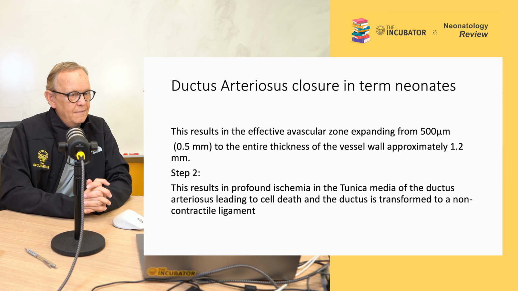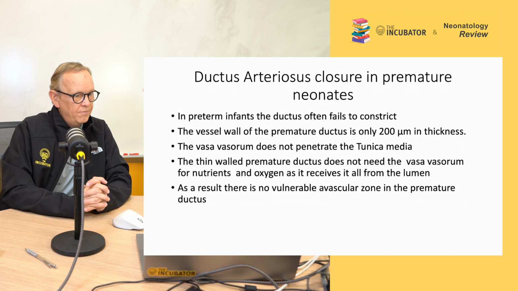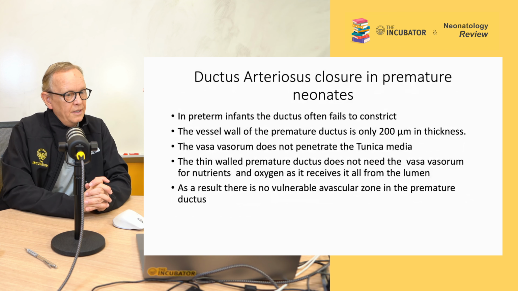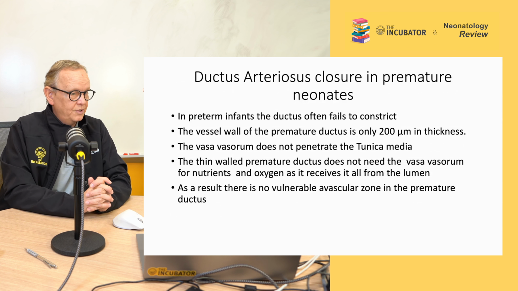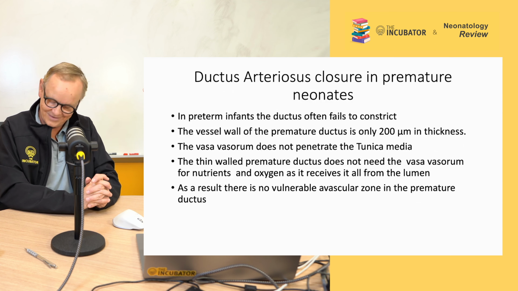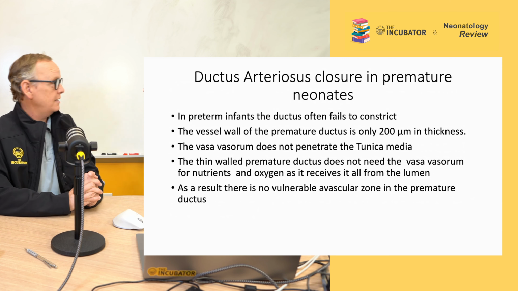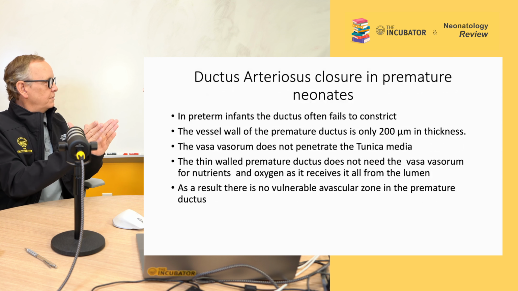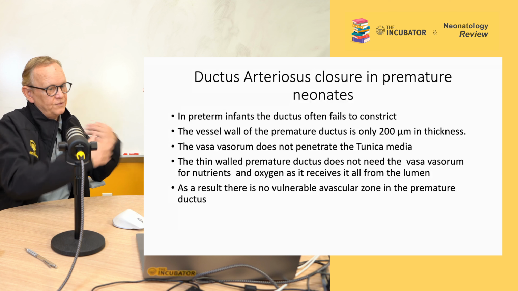And what about premature neonates? Why does it not close in preemies? It's really because the premature ductus is very thin, less than 0.2 millimeters or 200 micrometers in thickness, and that's one of the reasons why it doesn't meet the criteria for its own private perfusion. It does not have its own private perfusion, and the avascular zone never becomes ischemic, right? Because it diffuses through.